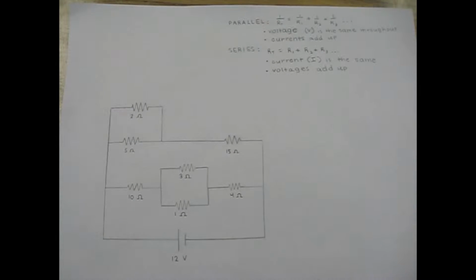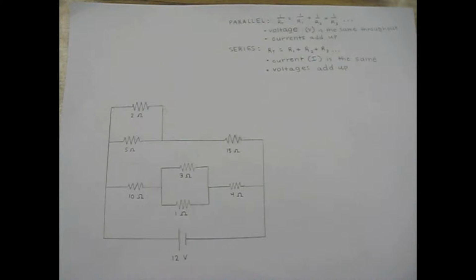Mr. Strike will teach you about circuits. The main variables involved in circuits are voltage, current, and resistance. Current flows from the positive to negative terminals of the battery.